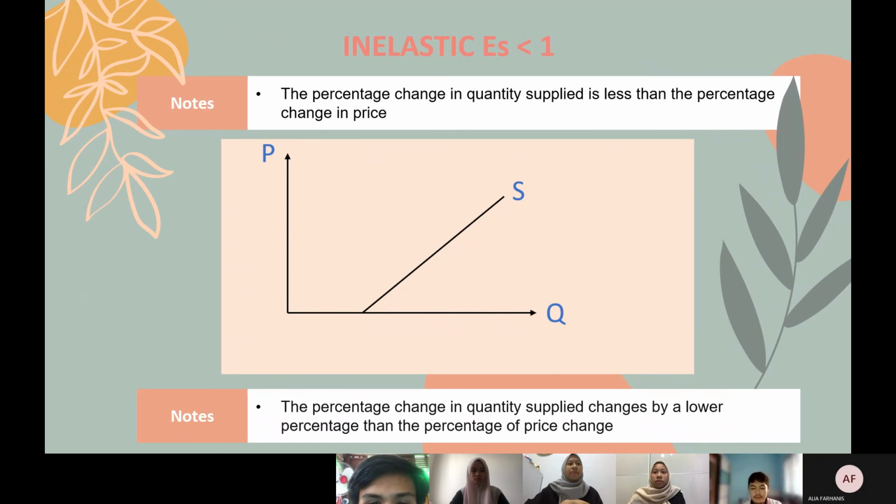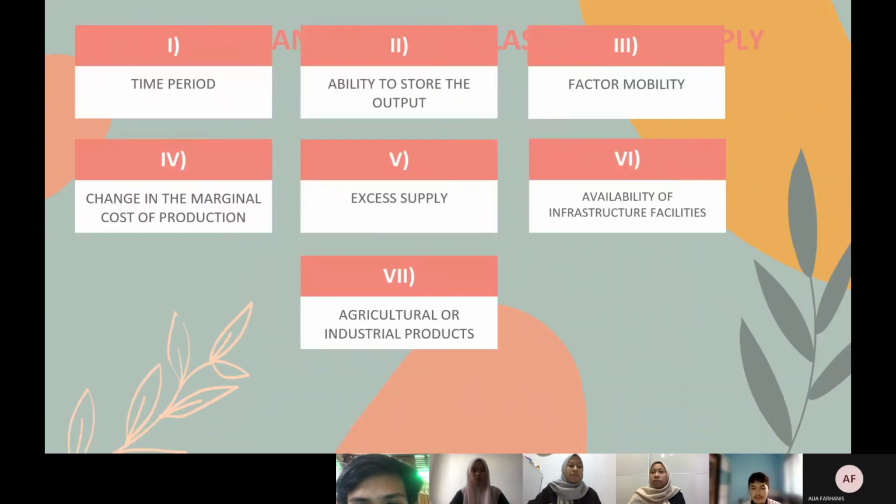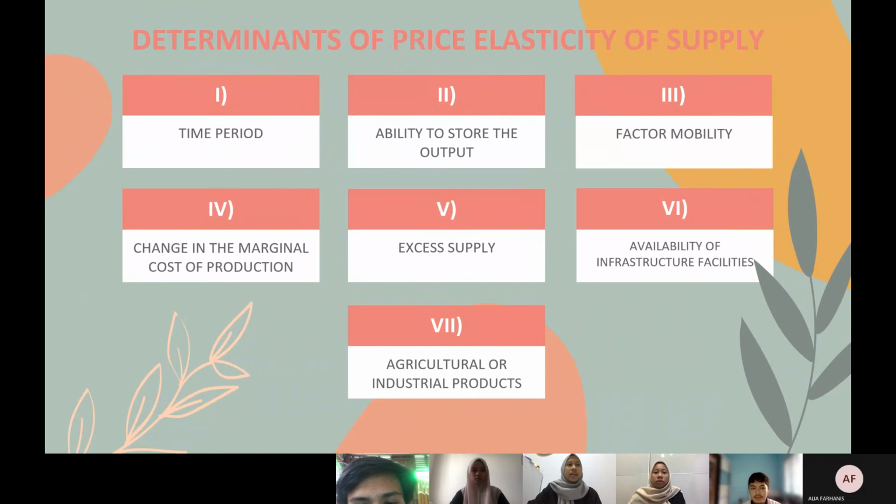So moving on to determinants of price elasticity of supply. There are 7 determinants of price elasticity of supply. Firstly, time period. Secondly, ability to store the output. Next, factor mobility, change in the marginal cost of production, excess supply, availability of infrastructure facilities, and lastly, agricultural or industrial product. So for time period, the longer the time period after an increase in the price of a good, the higher the price elasticity of supply.